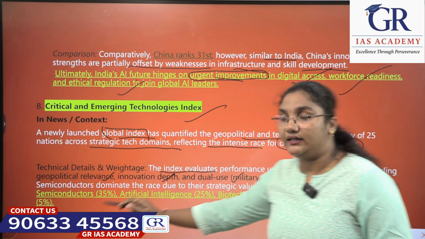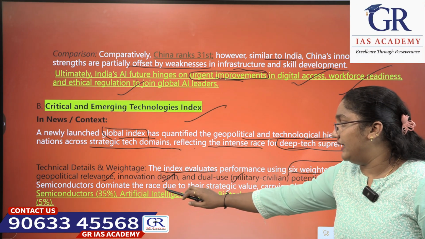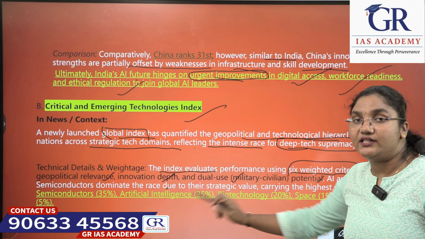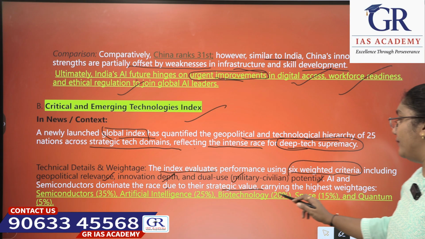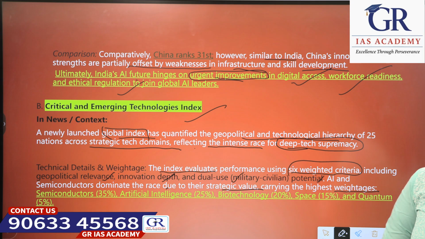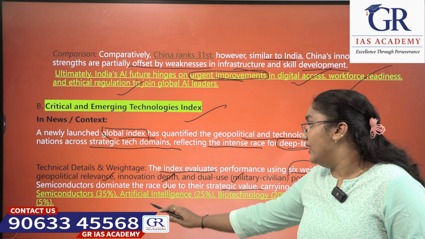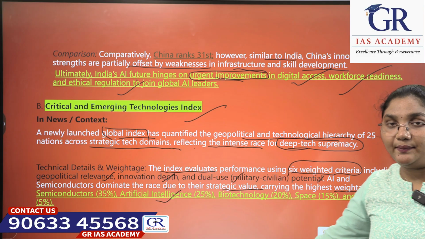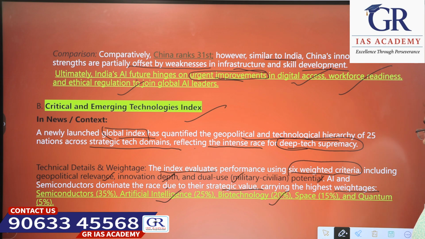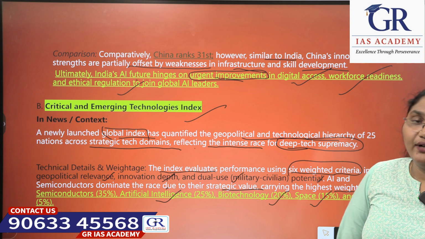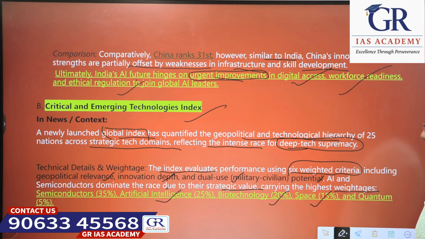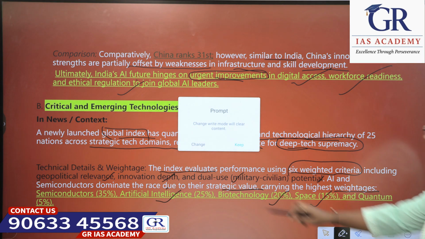AI and semiconductors dominate the race due to their strategic value, carrying the highest weightages. Basically, semiconductors carry 35% of the weightage, artificial intelligence carries 25%, biotechnology carries 20%, space carries 15%, and quantum energy carries 5% of the index. Okay, next.